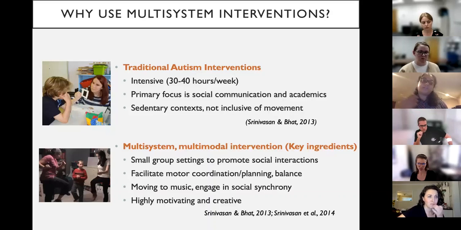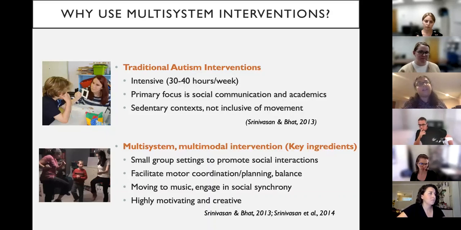Traditional autism interventions are intensive. They focus on social communication, academics, fine motor skills. They tend to be sedentary in nature and are not inclusive of whole body movement or movement related aspects. And so the one therapy approach that was capturing this was definitely music therapy, reviewing the literature. And so that's where we started. We started looking at music and movement and what impact that can have in children with autism.